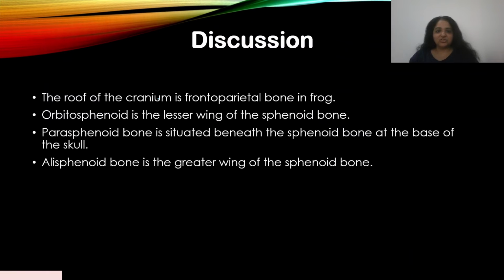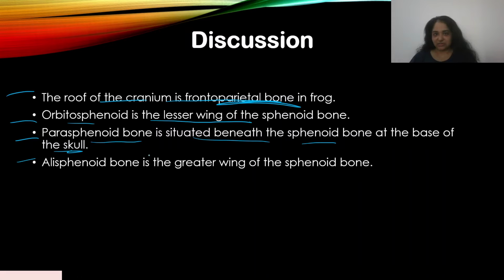Let's go to the discussion. The roof of the cranium is frontoparietal bone in frog. If you like, you can note down the names of the bones and their position in your notebook, so that you can study it later. Orbitosphenoid is the lesser wing of the sphenoid bone. Parasphenoid bone is situated behind the sphenoid bone at the base of the skull. So parasphenoid bone forms the base of the skull, and alisphenoid and orbitosphenoid form a part of the sphenoid bone. Alisphenoid is the greater wing of the sphenoid bone.